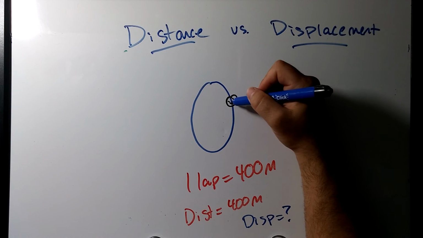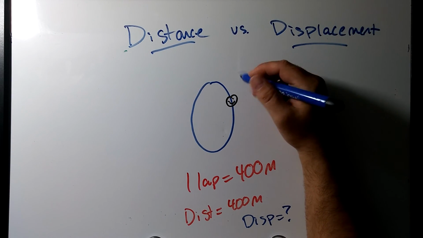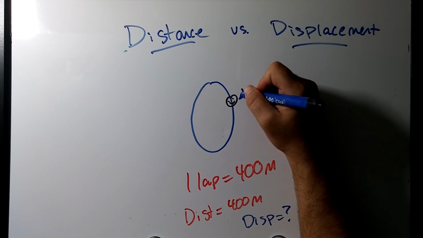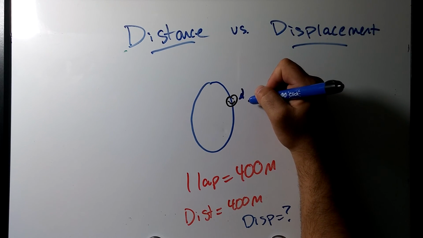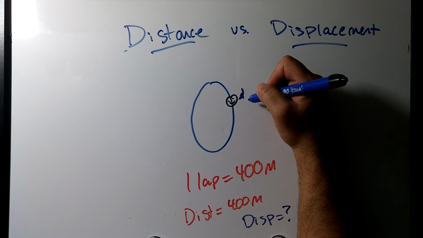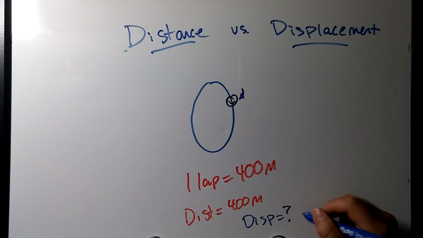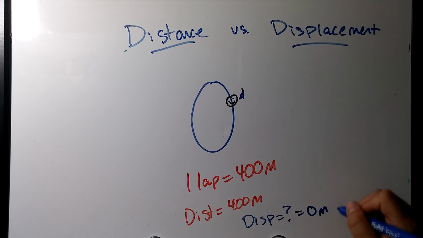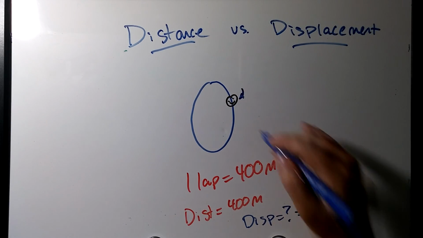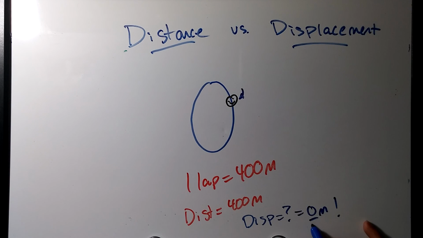Well, think about it. If I completed one lap, didn't I finish right where I started? So isn't the shortest route to where I finished not moving at all? Yes, that's true. My displacement in this example is 0 meters. I didn't go anywhere. Big difference there. And if I do 2 laps, my displacement's still 0. 3 laps, still 0. 4 laps, still 0.